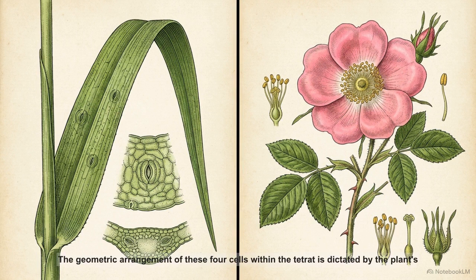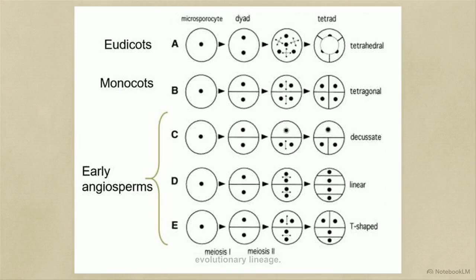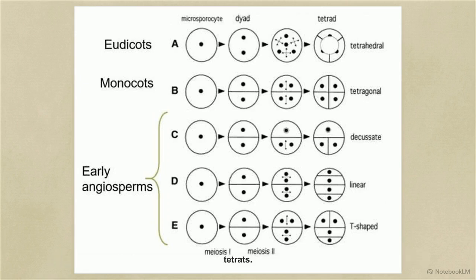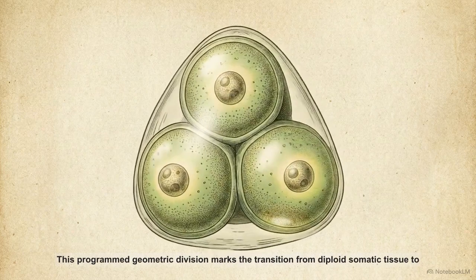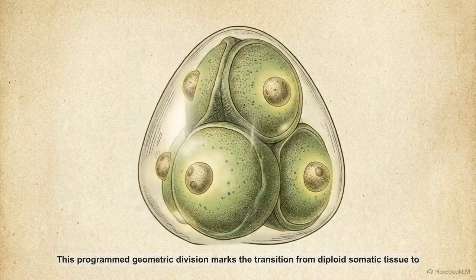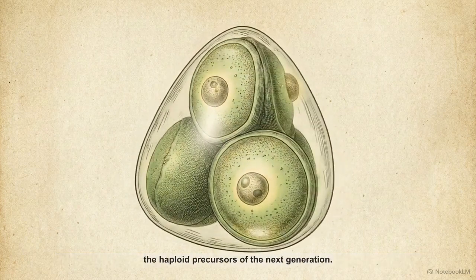The geometric arrangement of these 4 cells within the tetrad is dictated by the plant's evolutionary lineage. Monocots typically form flat, tetragonal tetrads, while eudicots form pyramid-like tetrahedral tetrads. This programmed geometric division marks the transition from diploid somatic tissue to the haploid precursors of the next generation.